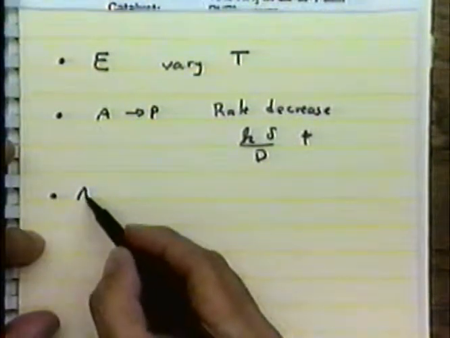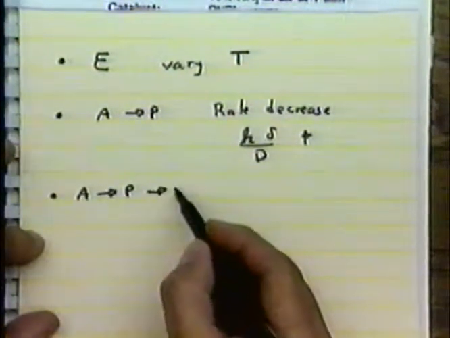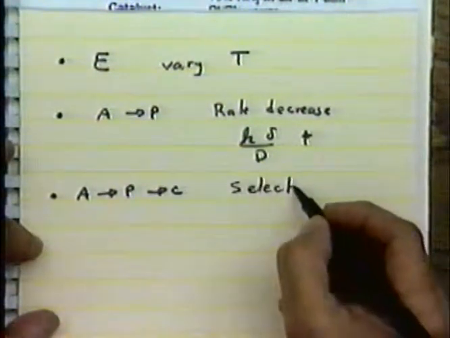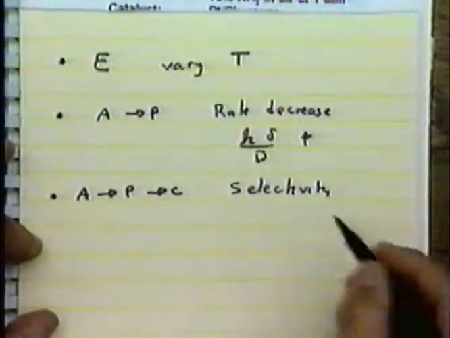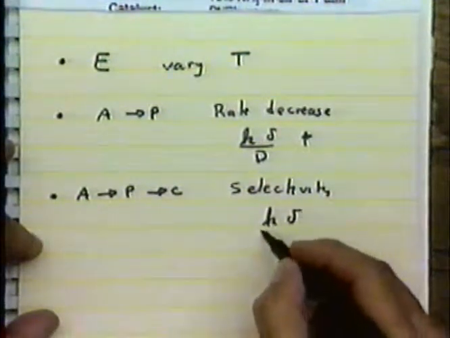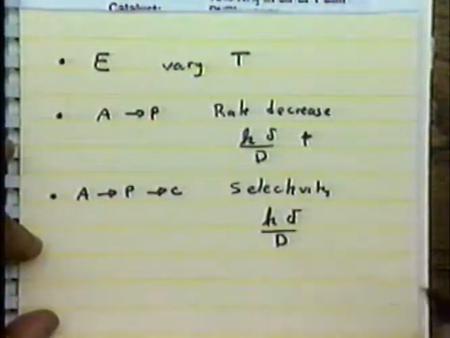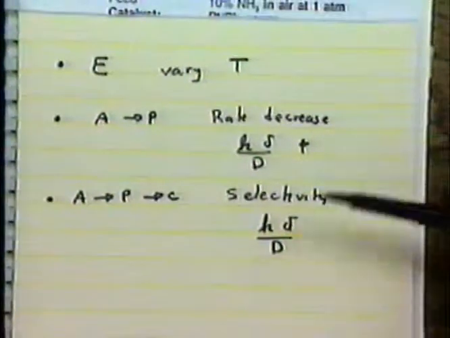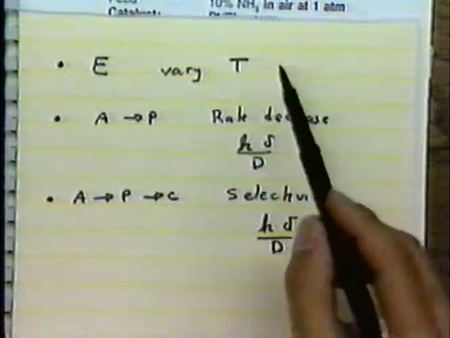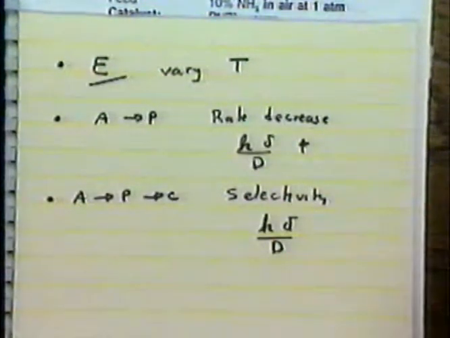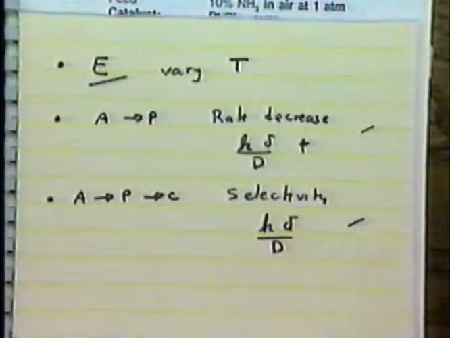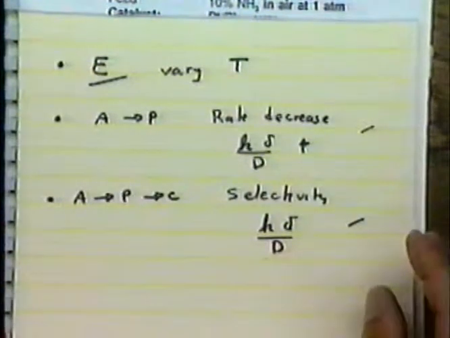If we have A goes to P goes to C, the selectivity will decrease as the mass transfer resistance increases. So again, mass transfer resistance will make the activation energy of the reaction vary with temperature, will decrease the observed rates, and will decrease the selectivity of the reaction.